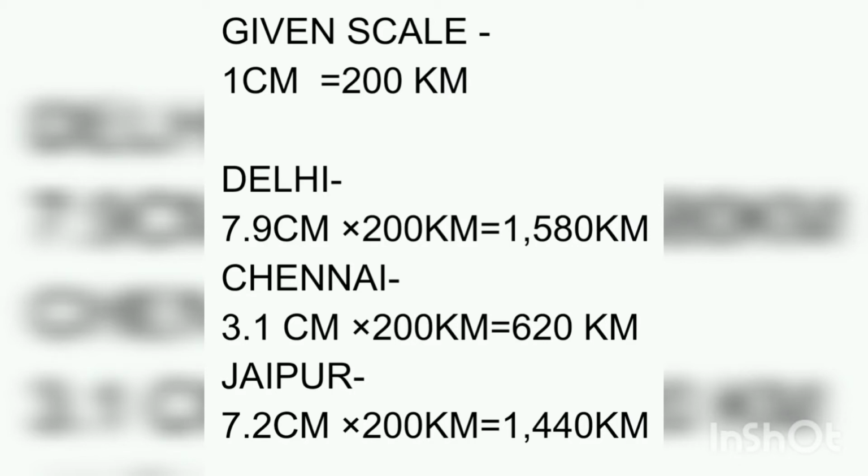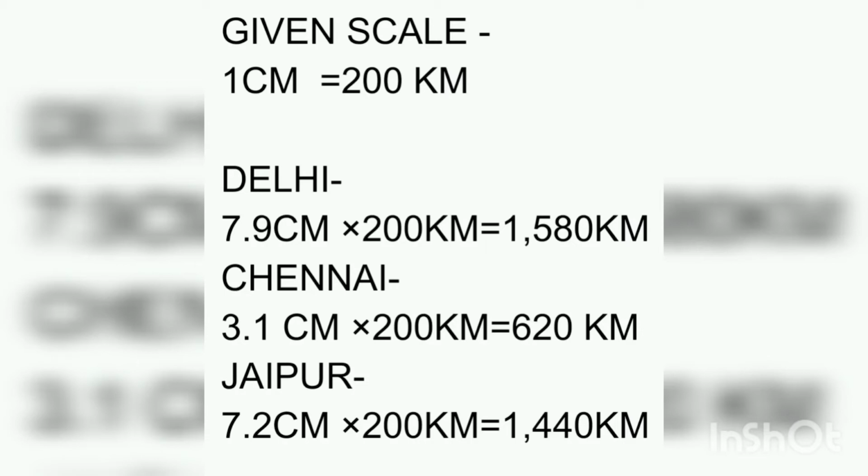We are doing this on a flat surface, because when it is a globe, we are on a spherical shape, so a little curvature will be there, a little change will be there. Next one, Chennai: 3.1 centimeters into 200 kilometers, it is 620 kilometers. Actually it is 625.8 kilometers.